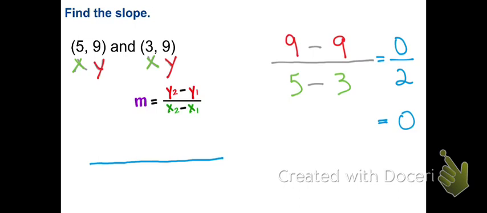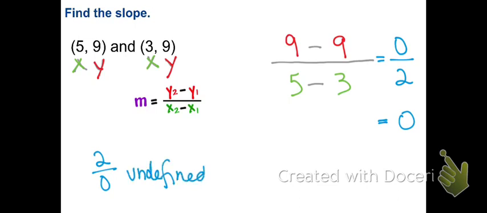No steepness at all. If instead you had a 0 in the denominator, what would you get if you put 2 divided by 0 in your calculator? You would get error. This is undefined. And what would that look like? If you graph it, it would be a vertical line.